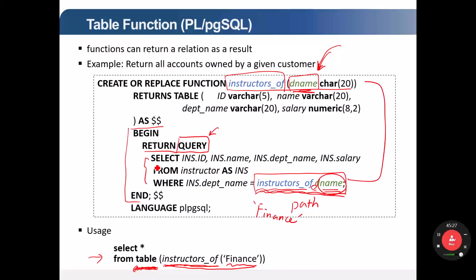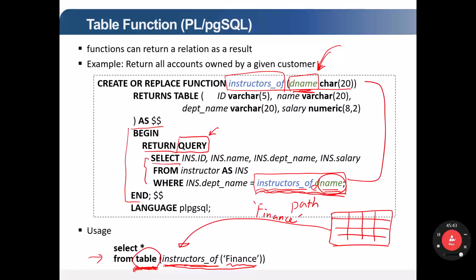Okay, and then this select statement is going to return those instructors from the finance department with 4 attributes. A bunch of records will be returned, and that output will be treated as a table. Okay.